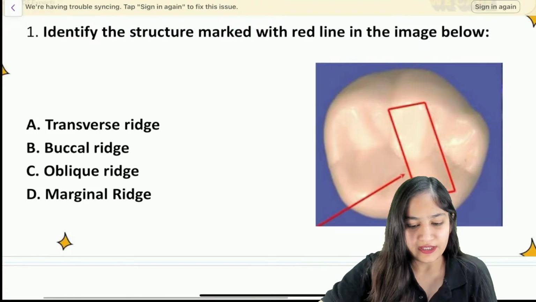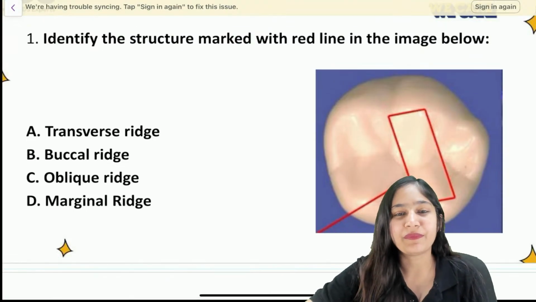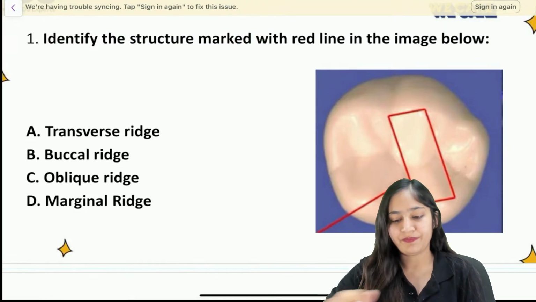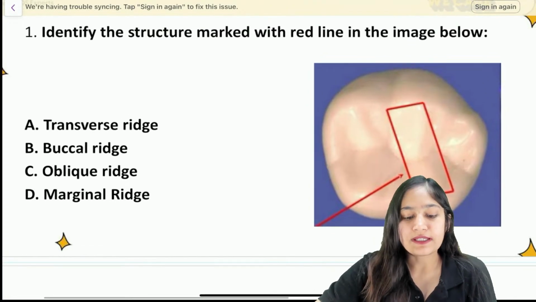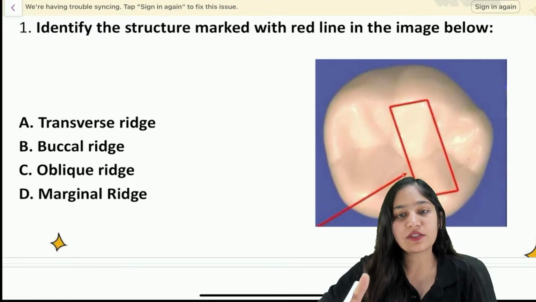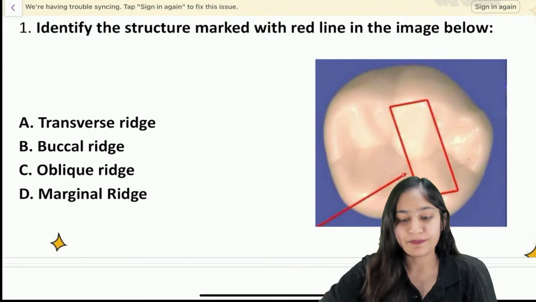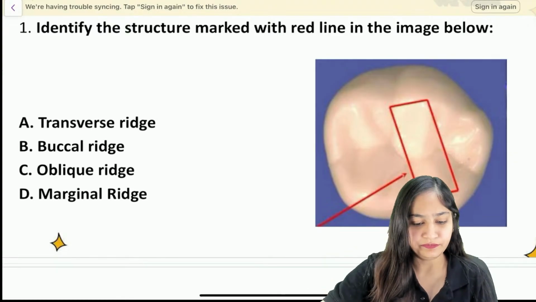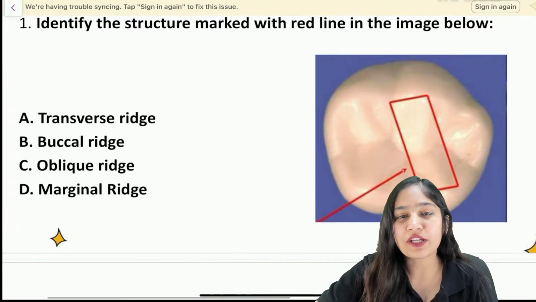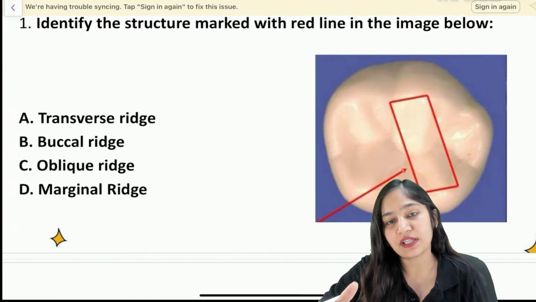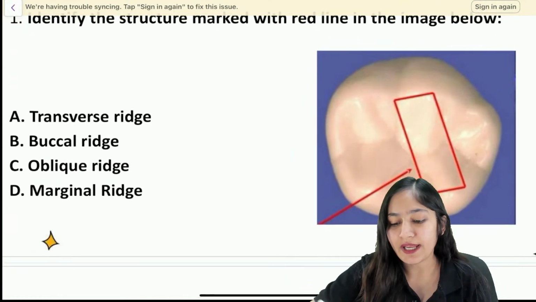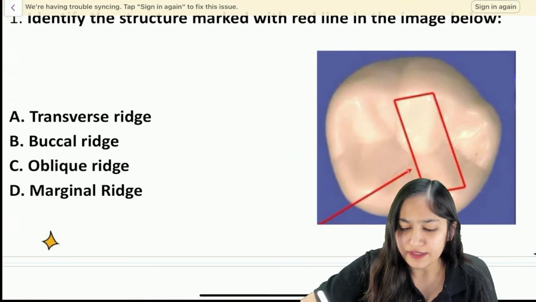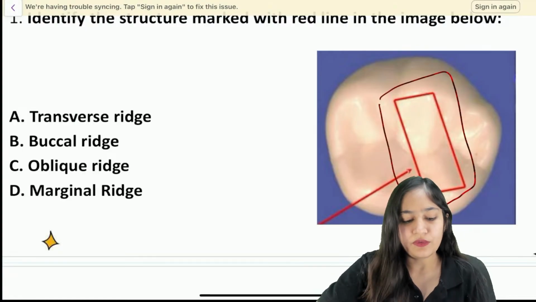So, let's start with our first question, which is an image-based question from dental anatomy. Now, some students had a confusion in this question, so please go through the image carefully. Identify the structure marked with a red line in the image given below, right? So here they have given a tooth and here we have a red line, right? This structure. So what is it?